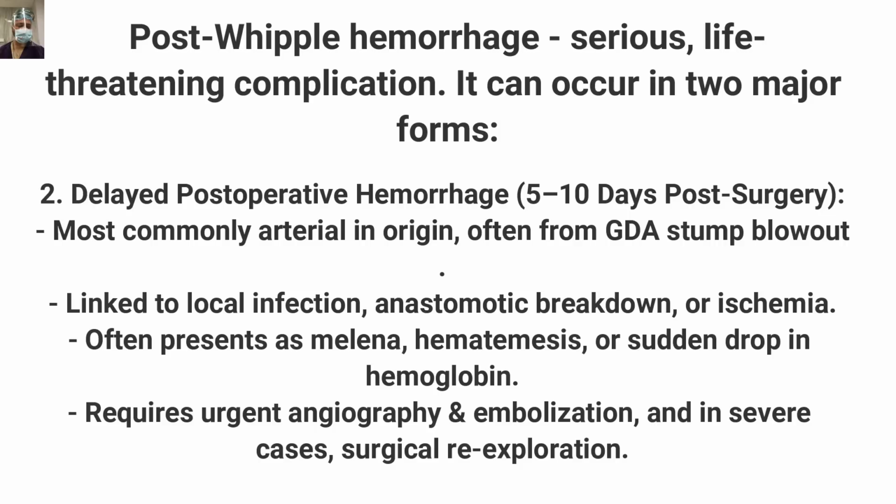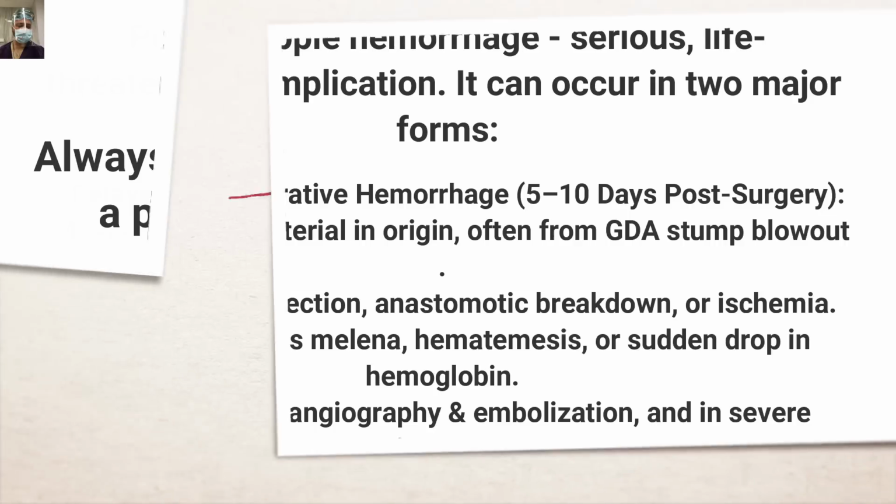So for early hemorrhage, our recommendation is re-exploration and hemostasis. For late hemorrhage, the first approach will be endovascular, that is you do a DSA and coiling of the GDA stump. How to safeguard the GDA stump, how you should ligate, how much should be the length, we will discuss everything in the upcoming videos, so stay tuned.